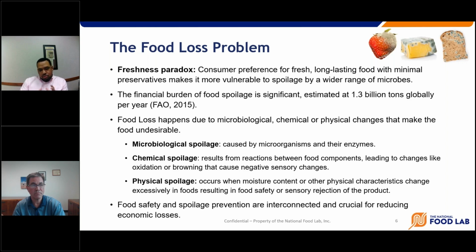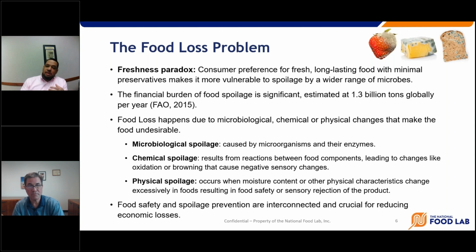So the food loss problem is one of the biggest drivers for innovation in the industry, but we also have something called the freshness paradox, which is that consumers more and more are demanding foods that are fresher, that have minimal processing, and also this type of products are more vulnerable to spoilage by a wider range of microorganisms, because when you remove some of the hurdles, things that were not allowed to grow can start now becoming more prevalent in those type of niches. The food burden can also be estimated to at least $1.3 billion globally, which in the US accounts for almost a quarter of the food losses due to spoilage.